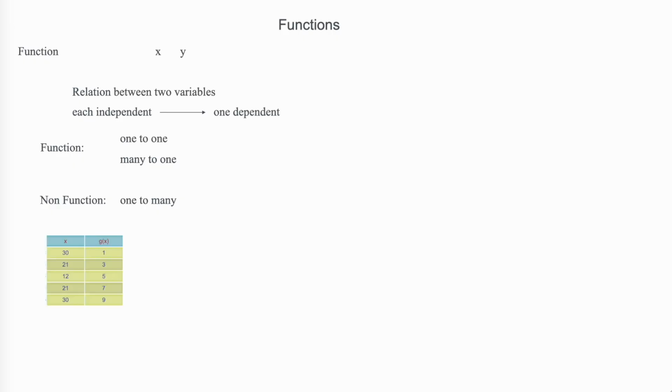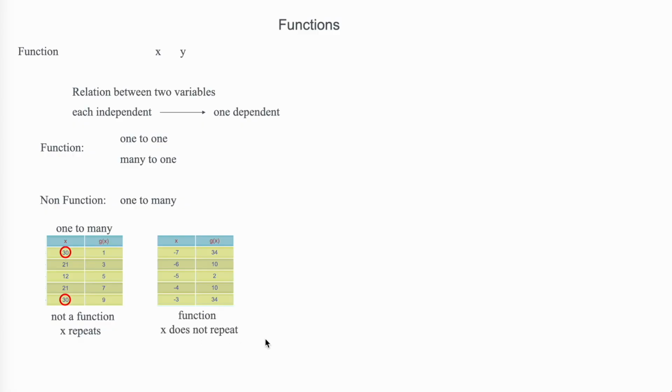That's not a function. In this example, notice that 30 gets us 1, 30 also gets us 9, and 21 gets us 3, and 21 also gets us 7. So that's one-to-many, which makes it a non-function. If it's one-to-many, x repeats, it's a non-function. In this example, for every x, there is only one answer for y, one y value. This is a function, the x does not repeat.